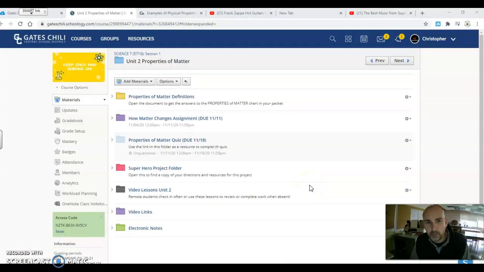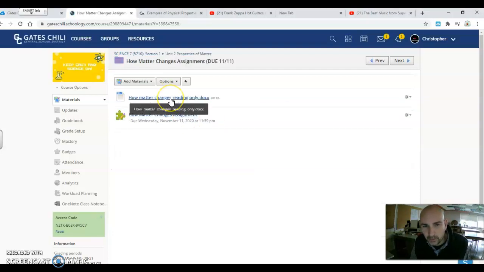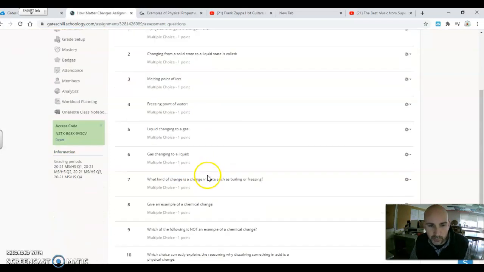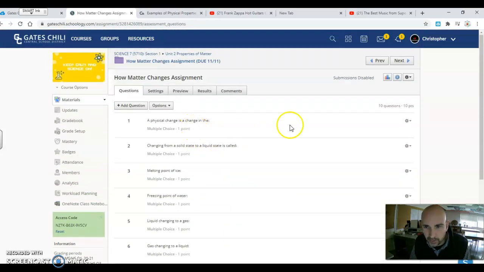Alright folks, I've gone ahead to Schoology just to show you the homework that's due. In our Properties of Matter unit, we have a purple folder called How Matter Changes. That assignment is due November 11th, don't forget. If I click on that, I'll find the reading which you also have in your packet. When you're ready, you're going to take the assessment, which involves the same 10 questions you see in your packet. However, you're going to do it right here on Schoology so that it can be graded. Make sure you do a good job. You get 2 tries at this assignment. So if anything happens, or any problems occur, or you didn't get the score you wanted, go back and do it again. Good luck.